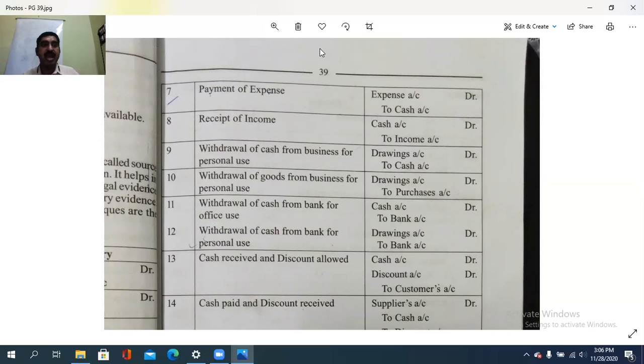Why is cash to be credited? Because cash is going out from the business, and goods or items are taken away. So that is why drawings is debited. Drawings is which one? Expenditure. So that is why drawings is debited.